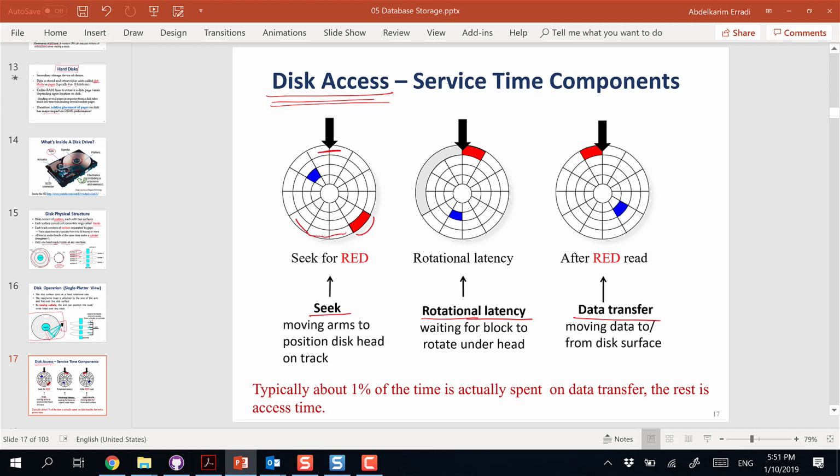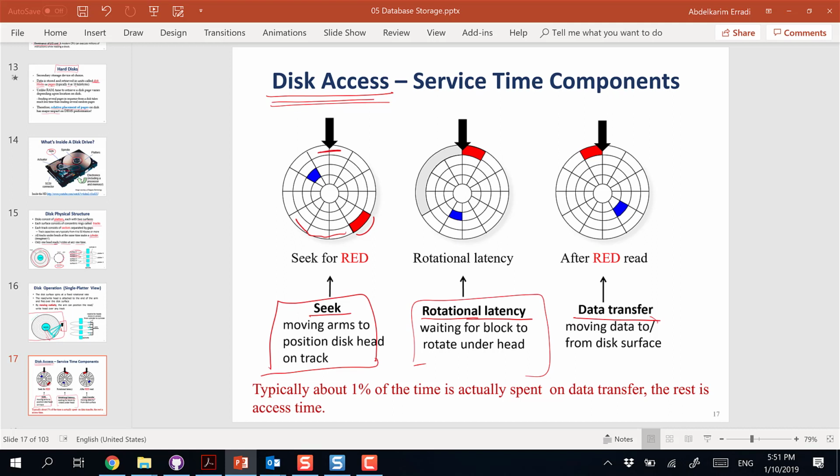Once the block we want to read is under the arm, we read it, we transfer it from disk to memory. So these are the 3 components that make up the disk access. The most expensive one is definitely the seek time, because it requires a physical movement of the arm, plus this rotational delay, which requires again a physical rotation of the platters, and finally the transfer is the least costly.